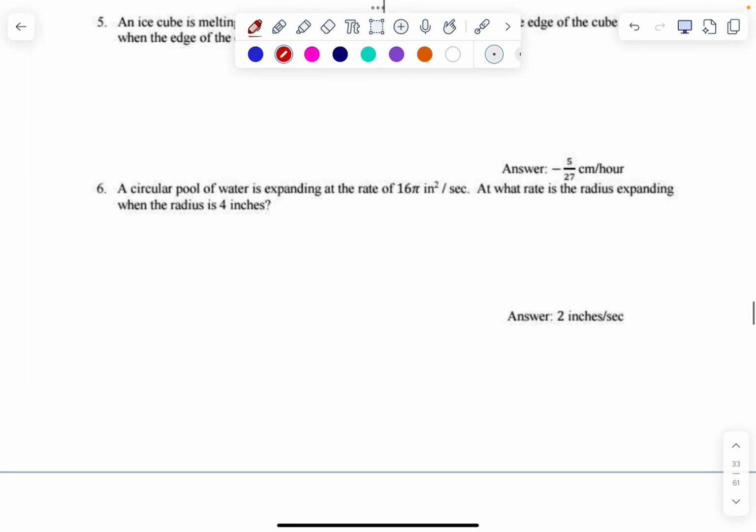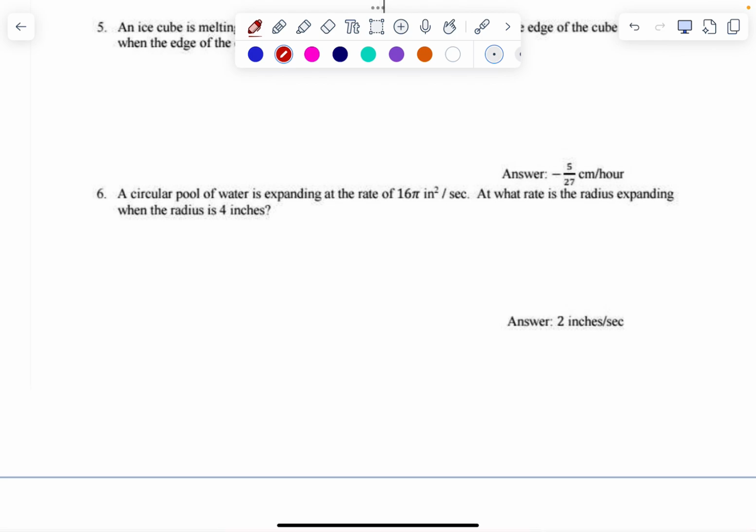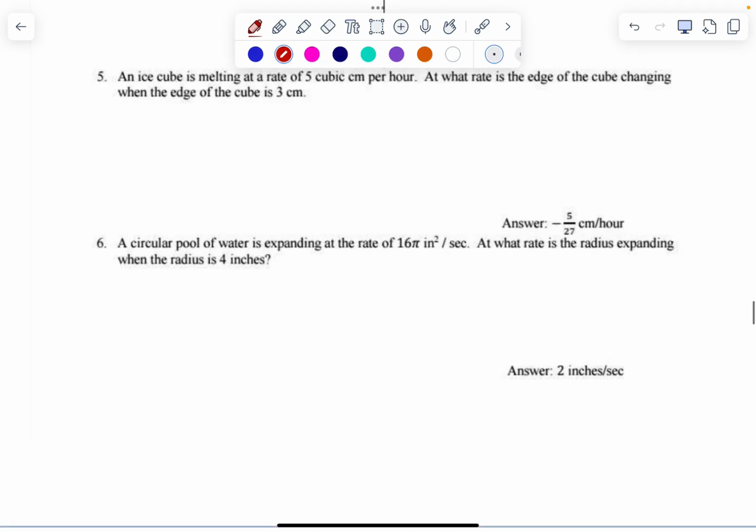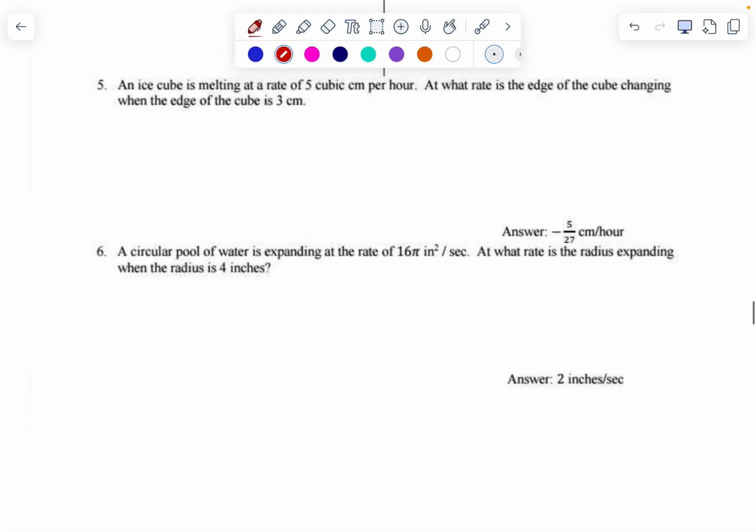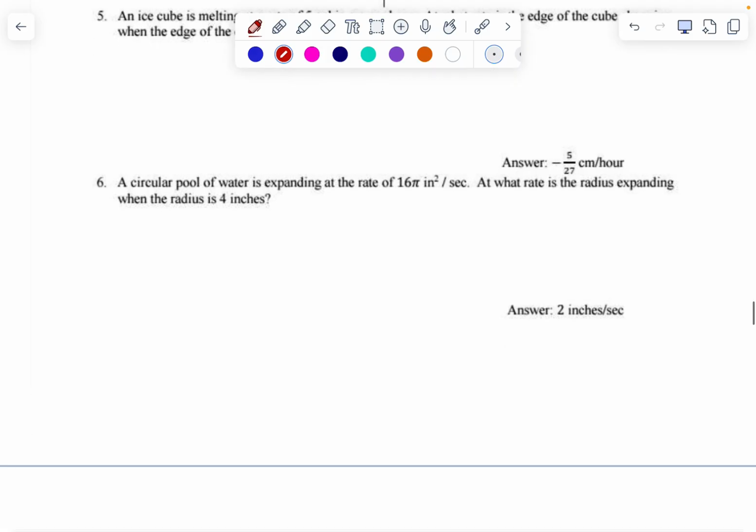Look at number 6. Go ahead and flip to number 6 in your packet. Here's one of those expanding pool problems. Maybe if you look at the problem right before it, it's an ice cube melting. So now, instead of the ice cube, we're looking at the pool that it's making on the table as it melts. All right? Why don't you try number 6? The answer is 2. I mean, who cares what the answer is? You still got to do it.